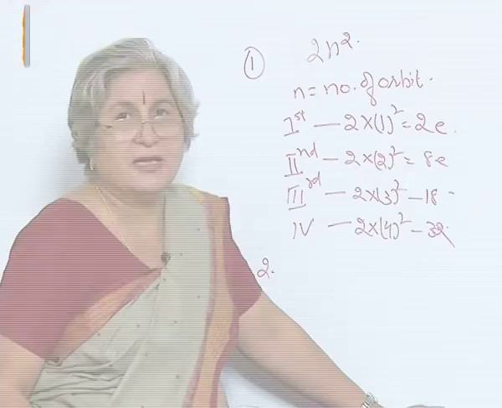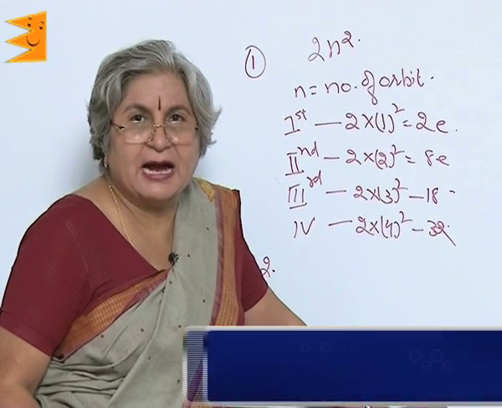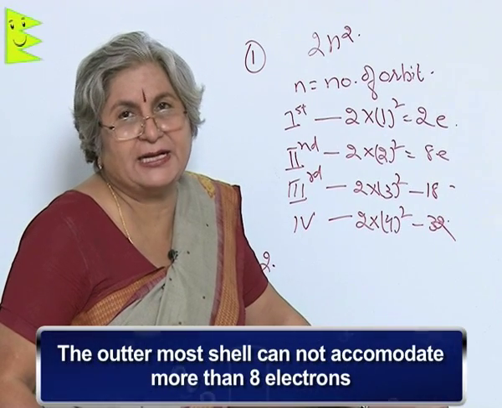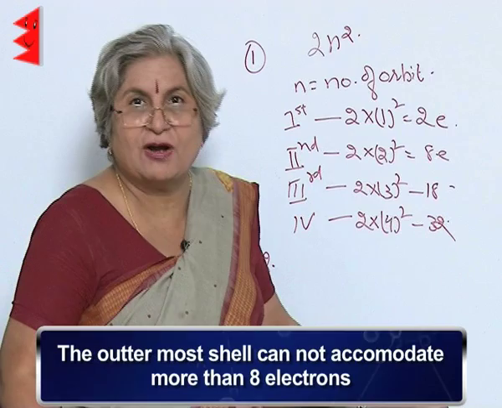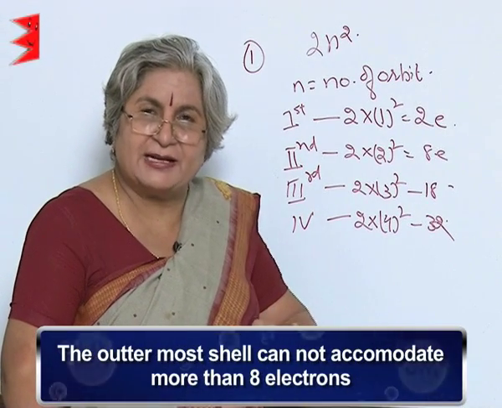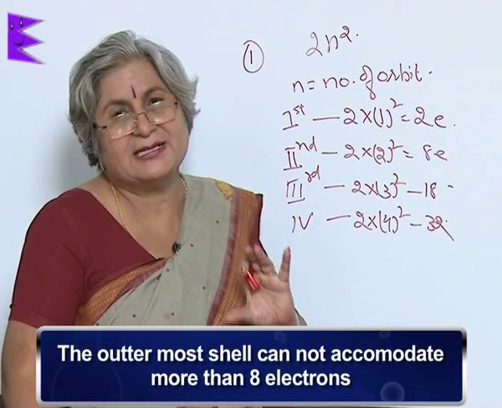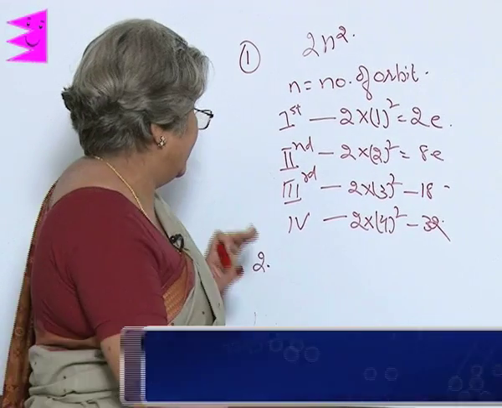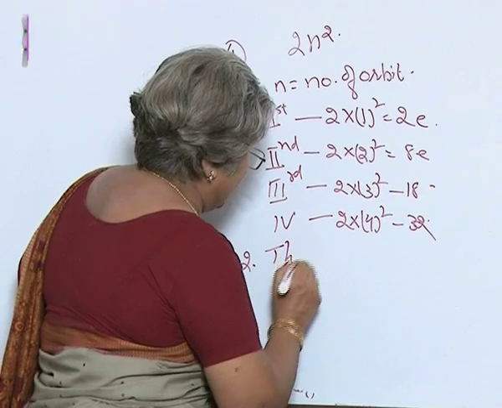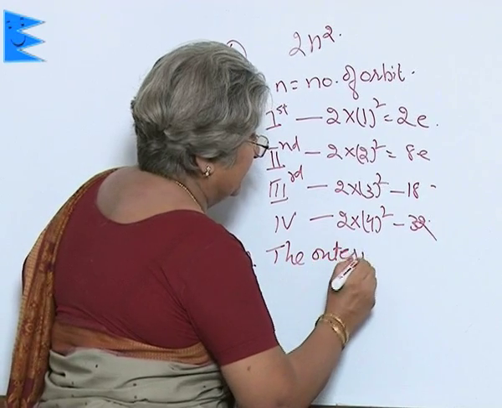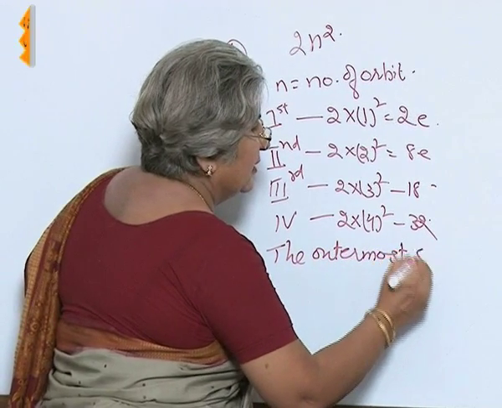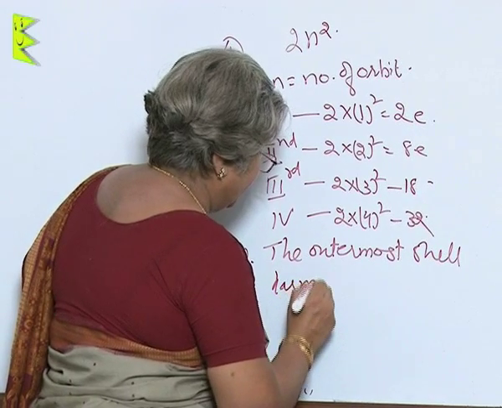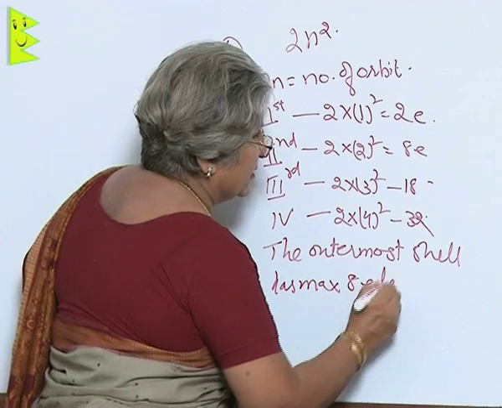The second point is that the outermost shell cannot accommodate more than 8 electrons. So, it is also called the octet. Every atom's outermost shell can have a maximum of 8 electrons.